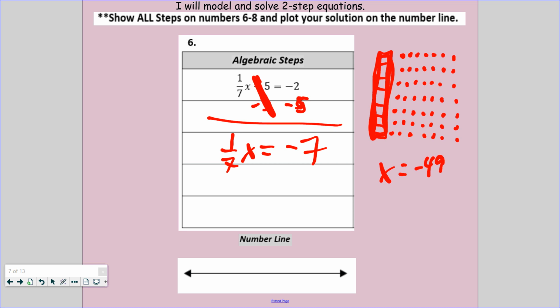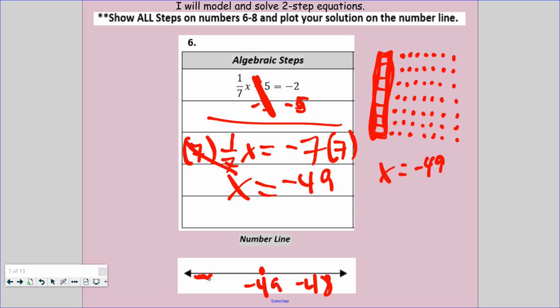How can I get that? In case you forgot, what is the inverse operation of divide by 7? Multiply by 7. Multiply by 7. This cancels out. So it is x equals -49. And let's plot this on a number line. Is it going to be open dot or closed dot? Closed dot because -49 is part of the solution.